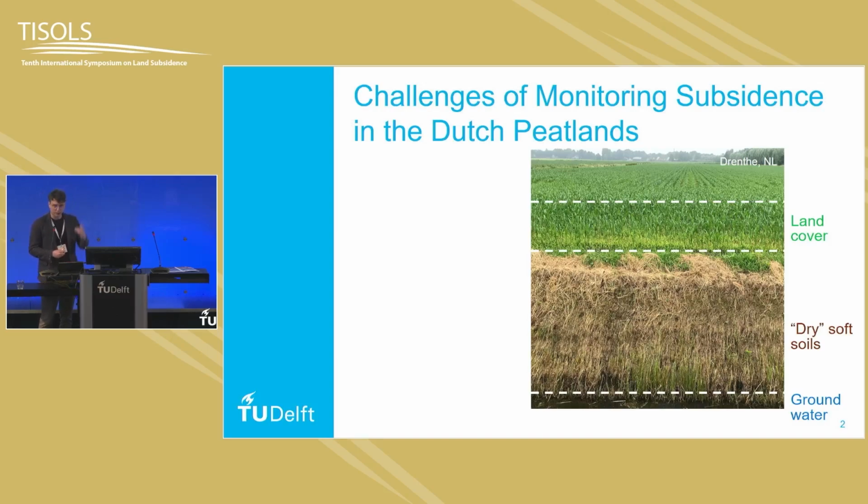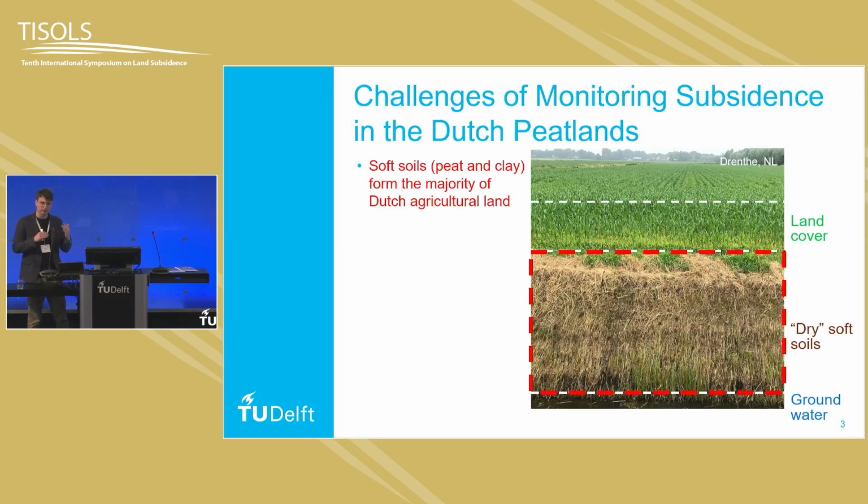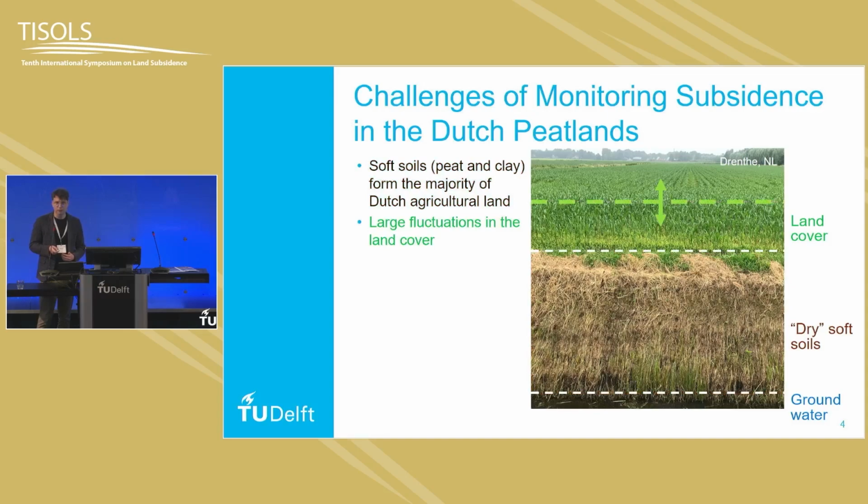You can imagine a cross-section. The top of it is some kind of crop or grassland that's very typical. Then you have a section that lies above the groundwater level, which I called dry here, but that's not the technical term. Of course, this moves up and down throughout the year. And below that, we have the groundwater.